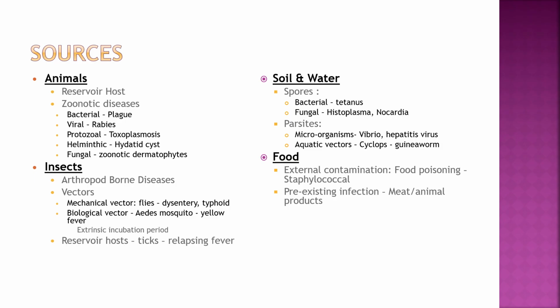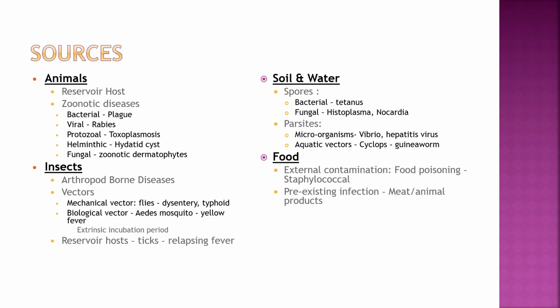Then insects, they are called arthropod borne diseases. So they are vectors, can be mechanical vectors like flies, they cause dysentery, typhoid. Biological vector, like Aedes mosquito, causes yellow fever. So mechanical vector is when there is no multiplication or the fertilization. Then biological vector is when some sexual cycle is present in that vector.